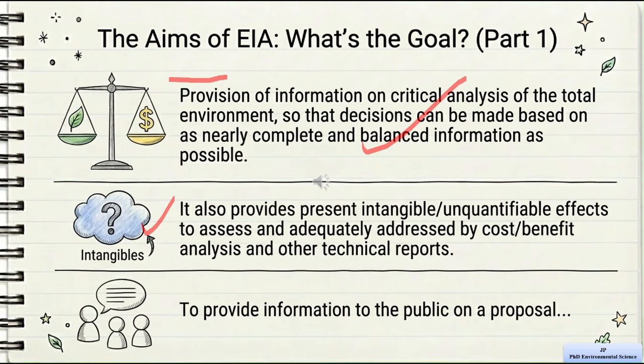Third, provide information to the public. EIA shares information with the public about the project. People should know what project is planned, what impacts it may have, and why it is important, because people have the right to know and sometimes give their opinion. So, EIA aims to provide complete and balanced information, include even non-measurable impacts, and inform the public.